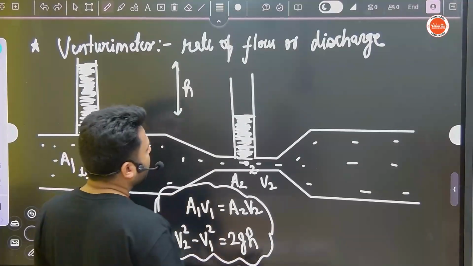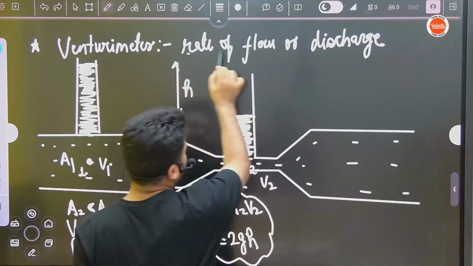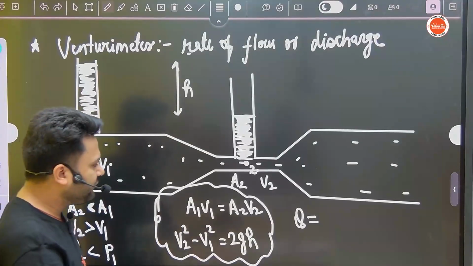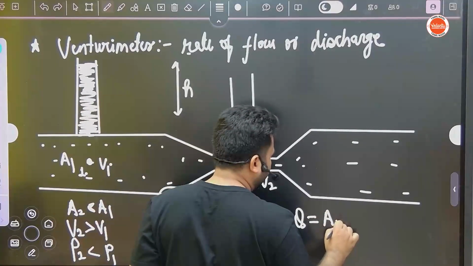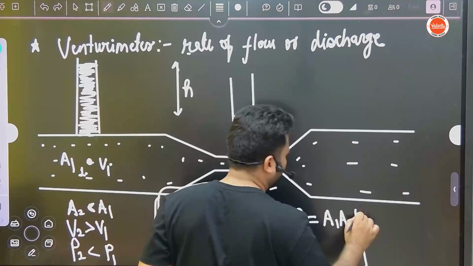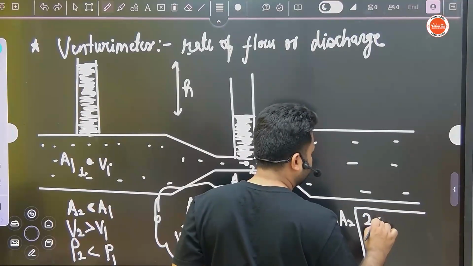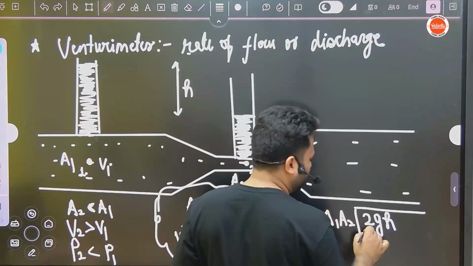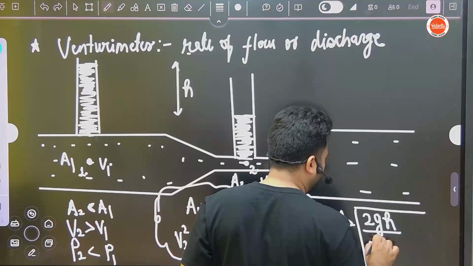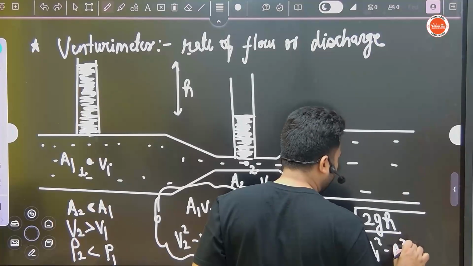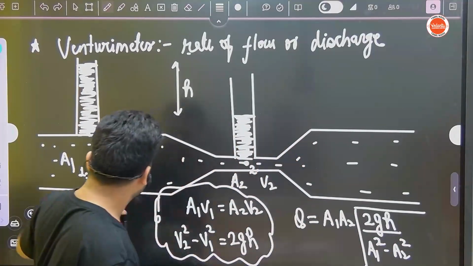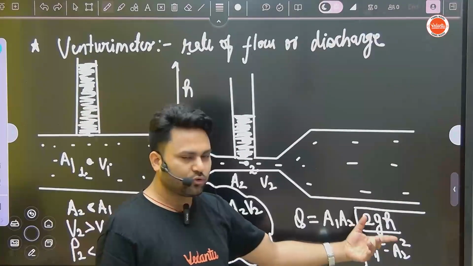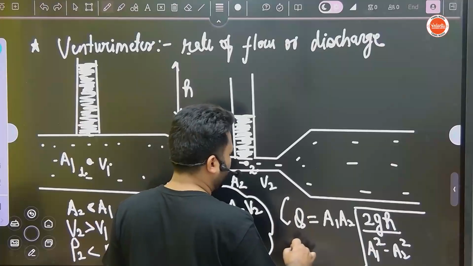One more thing they ask, because venturimeter's task was what? To measure the rate of flow. This rate of flow, Q value. What do we get for Q? We get A1 A2 under root 2GH divided by under root A1 square minus A2 square. This value you remember, directly it will save your time. When you solve these two equations, you will get this value. A1 is the broader area, A2 is the smaller area, H is the height difference. So they ask this also directly.